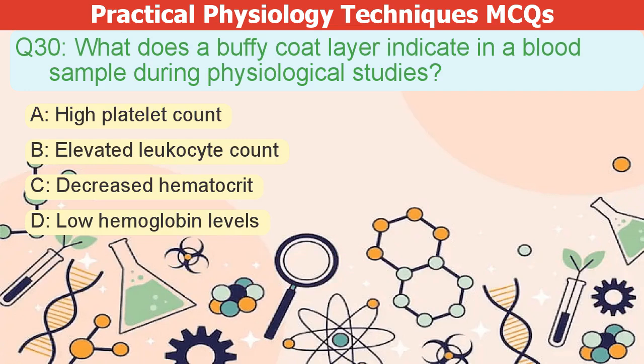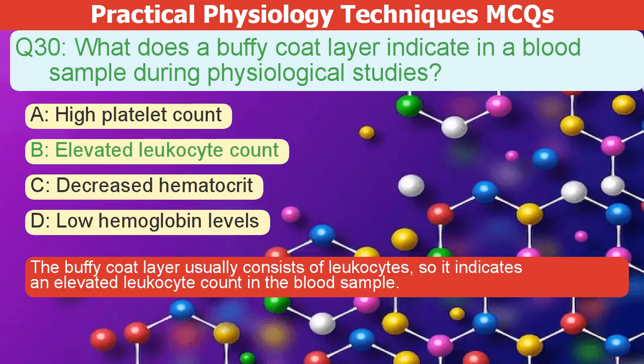What does a buffy coat layer indicate in a blood sample during physiological studies? A. High platelet count. B. Elevated leukocyte count. C. Decreased hematocrit. D. Low hemoglobin levels. The correct answer is B. The buffy coat layer usually consists of leukocytes, so it indicates an elevated leukocyte count in the blood sample.